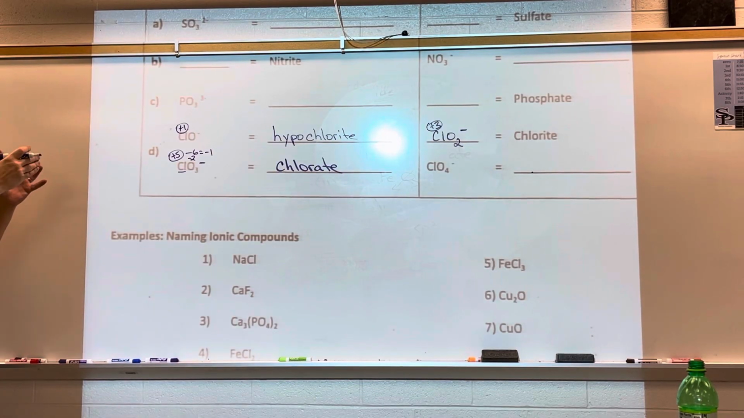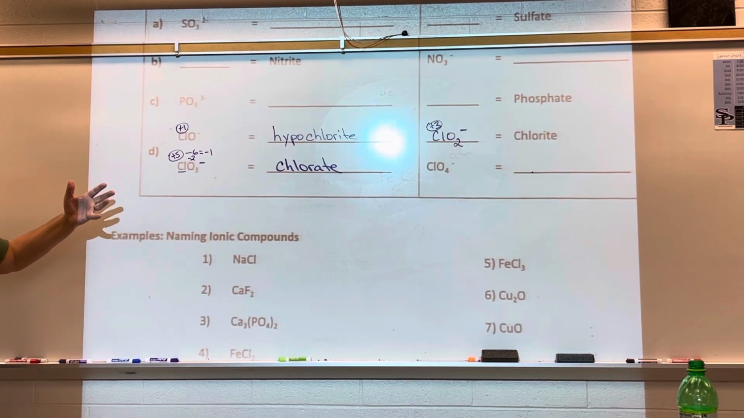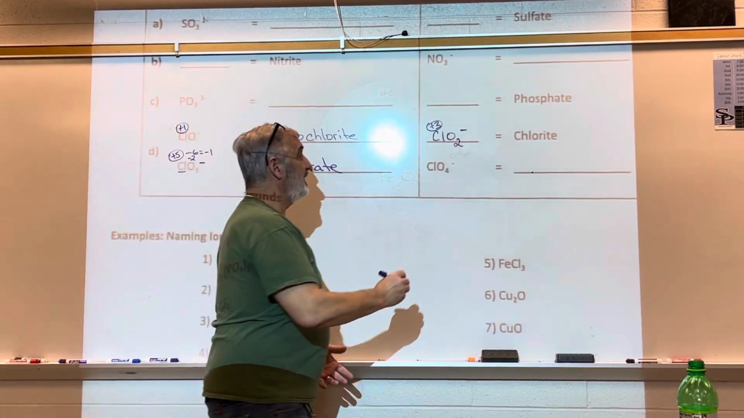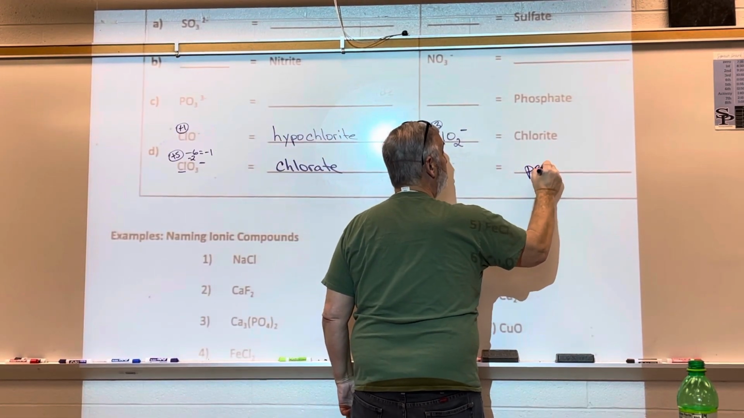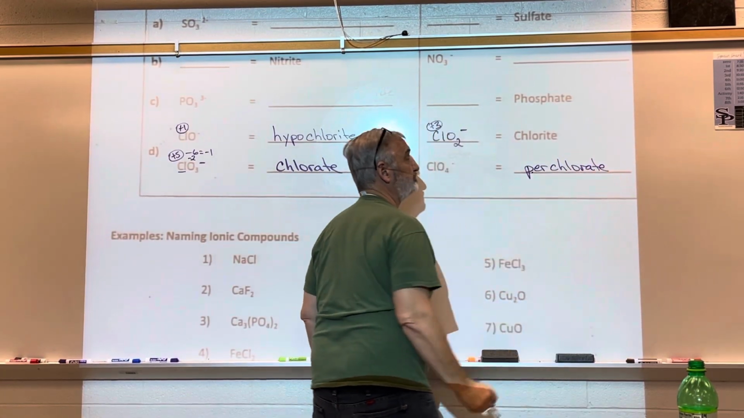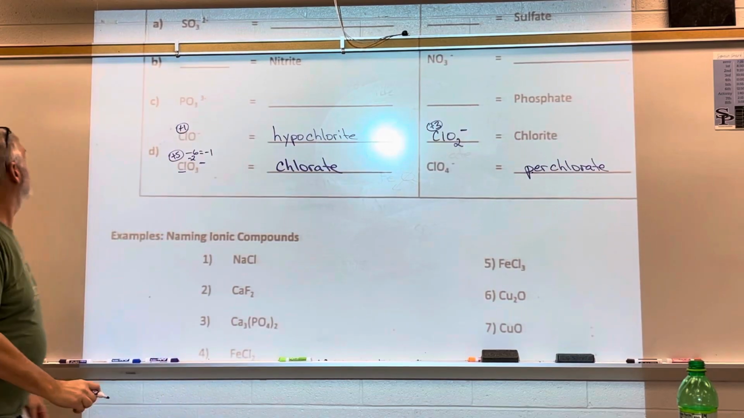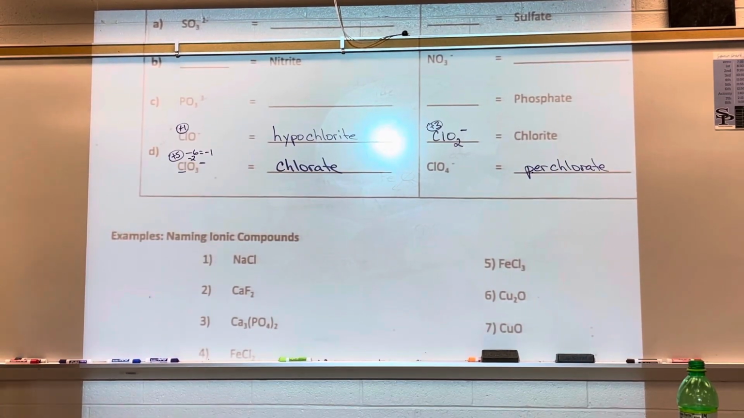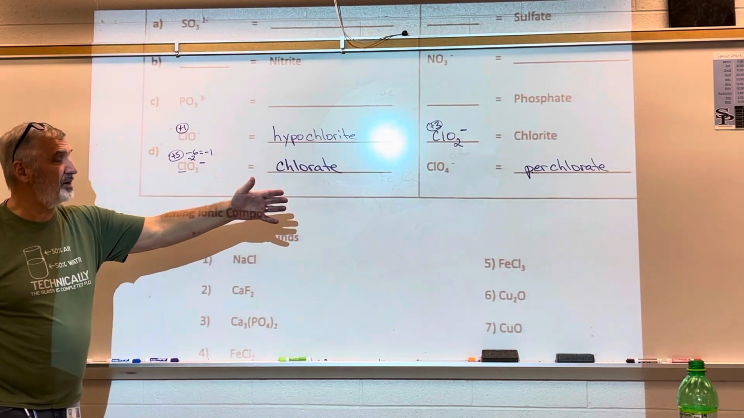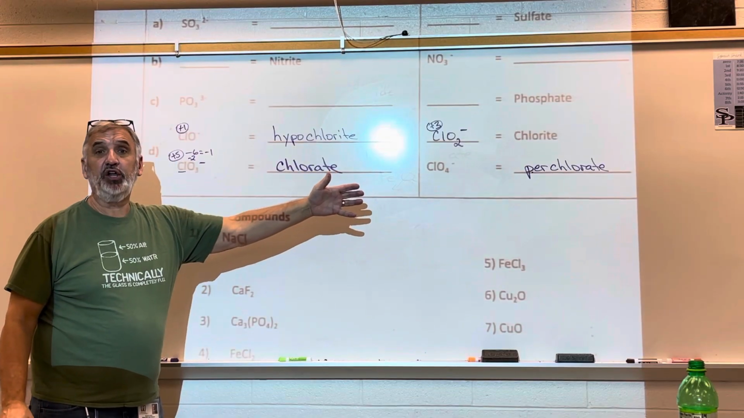The oxidation number is the next one down, but it's one less oxygen. So what's the prefix for above? Hyper. But for some reason they dropped the hy off of this one and just called it per. It's one above the chlorate. So it's perchlorate. Perchlorate.